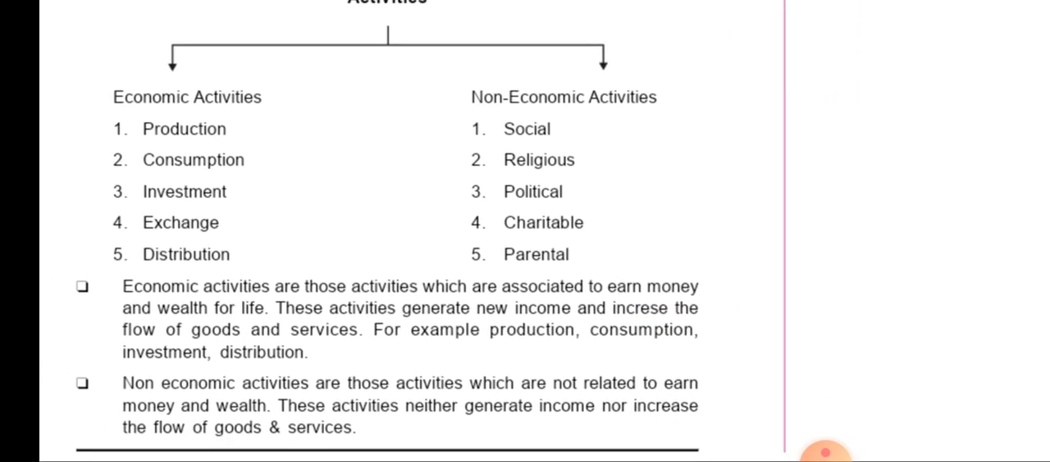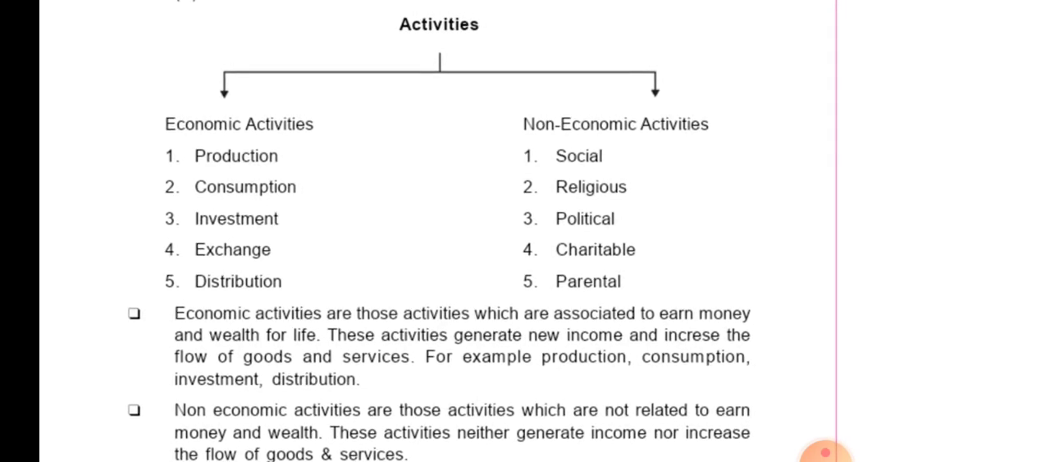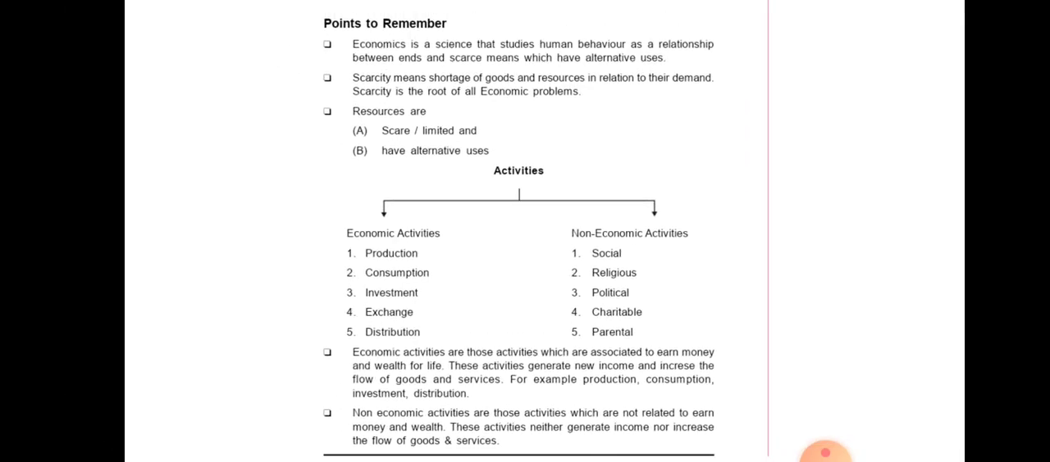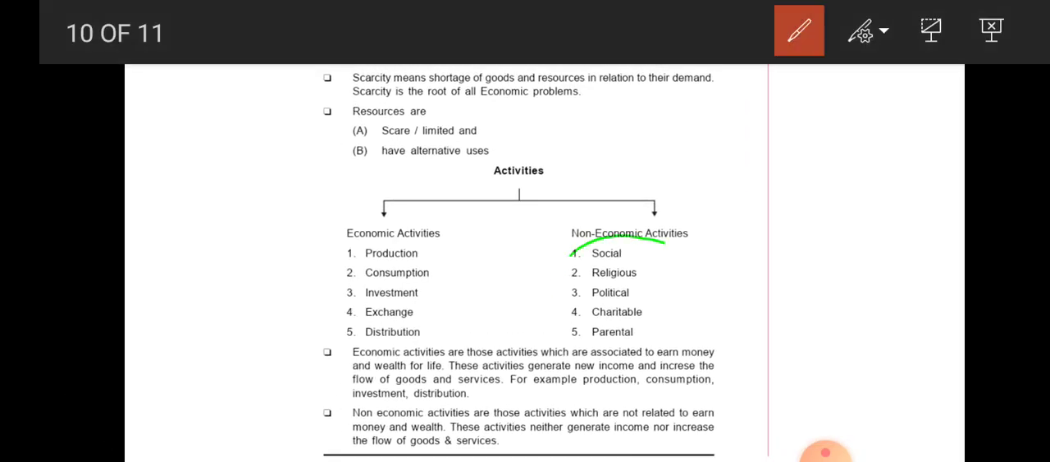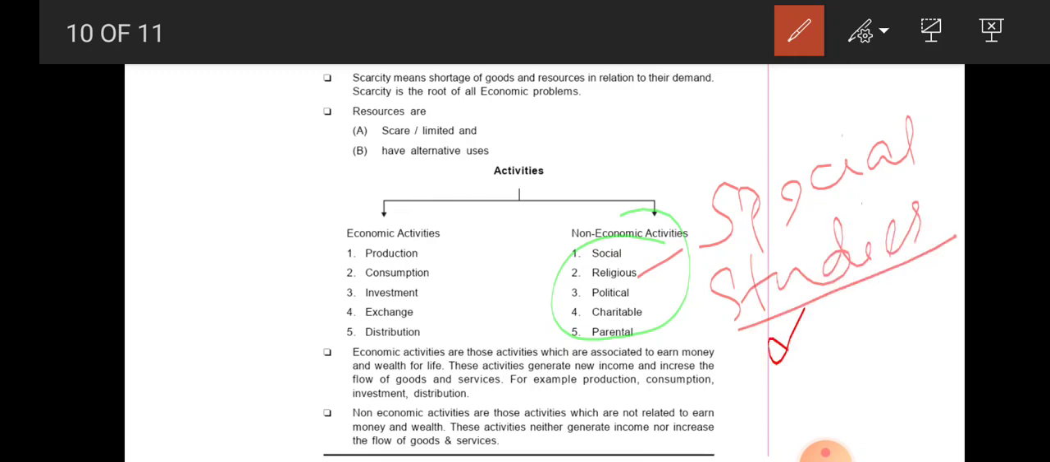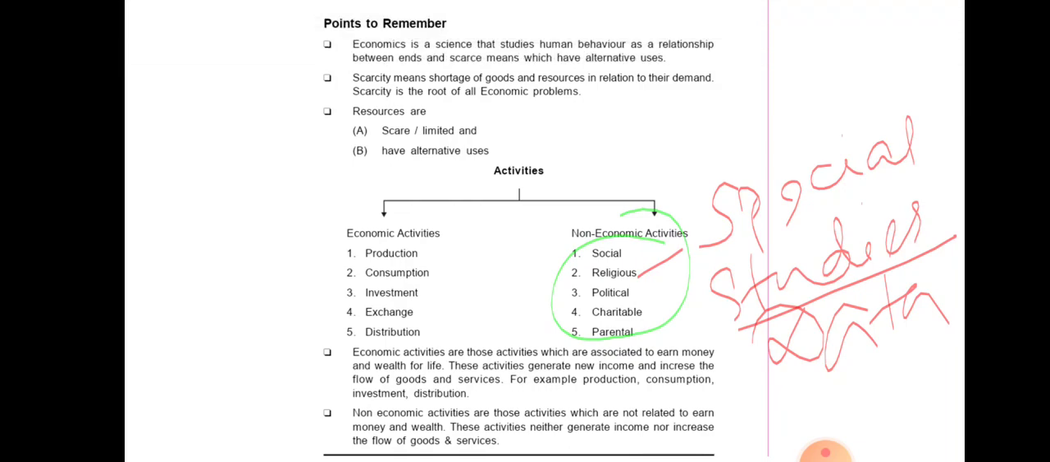So activities may be economic and non-economic. Economic activities are like production, consumption, investment, exchange and distribution. Non-economic activities may be social, religious, political, charitable. So you see, these are considered non-economic, but they may also have an indirect impact. So this comes under what? Special studies. To study them, we need what? We need data. Okay. Then economic activities are those activities we have already discussed, that include monetary gain and welfare, right? And then we have also discussed non-economic activities.